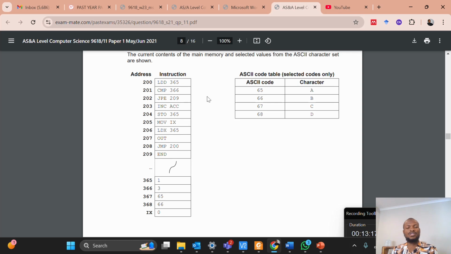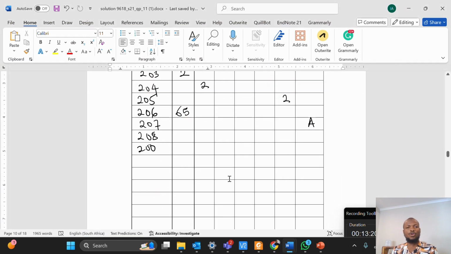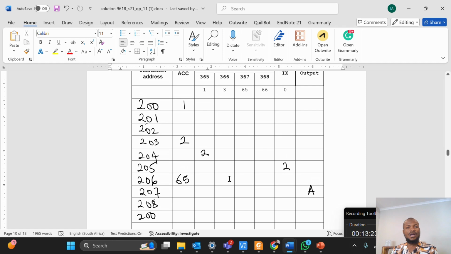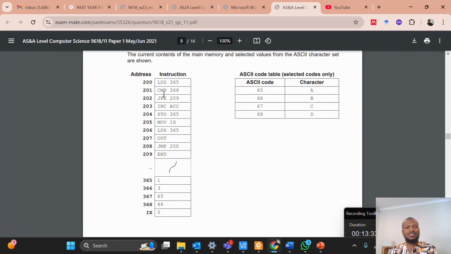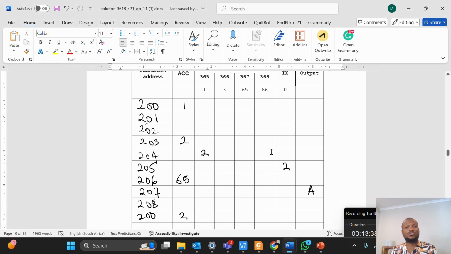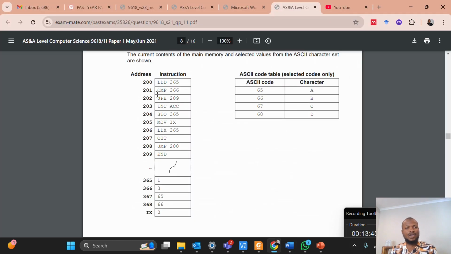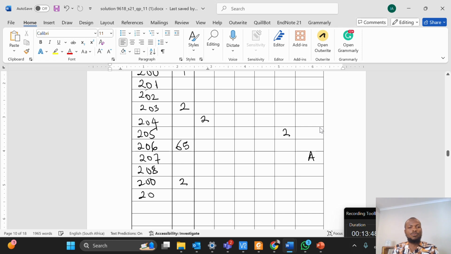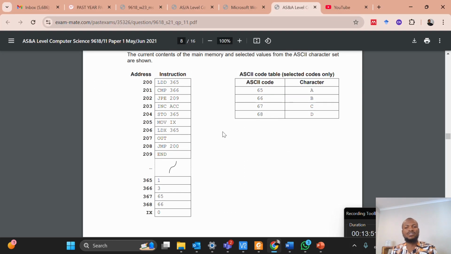Now, load 365. What does that do? It loads the content of 365 into the accumulator. What was the content of 365? It is now 2, isn't it? So we write 2 to the accumulator. Now, what is the next thing? CMP 366. We compare that value with the content of address 366, so we compare 2 and 3. That is address 201. When you compare 2 and 3, are they equal? The answer is no.